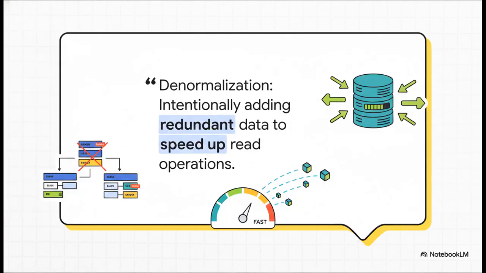But here's the plot twist. Sometimes you intentionally do the exact opposite. For performance, to make things faster, you break the rules of normalization on purpose. You add redundant data back in to speed up how fast you can read information. This is called denormalization, and it's a super common trick of the trade.